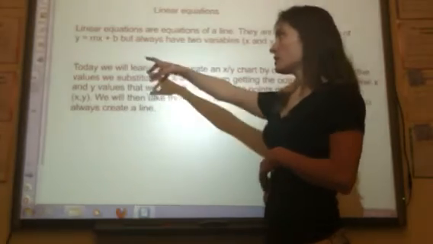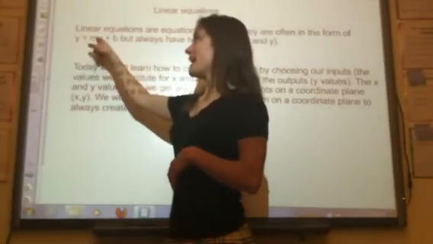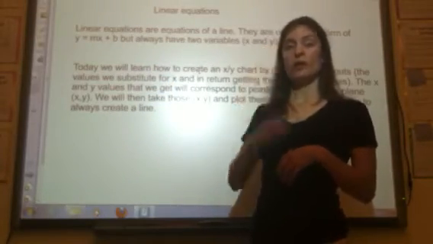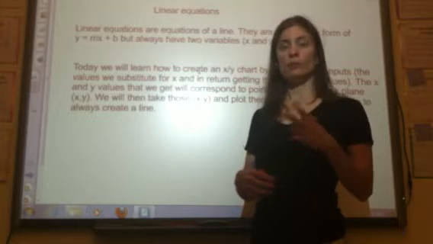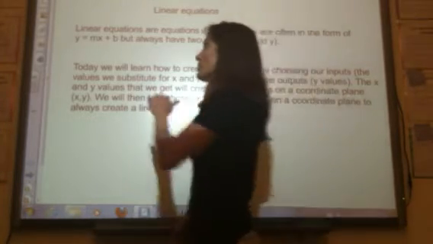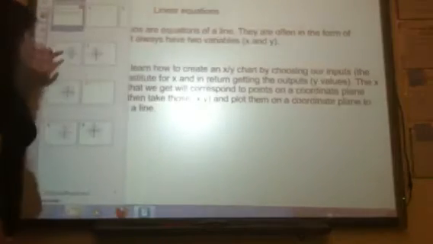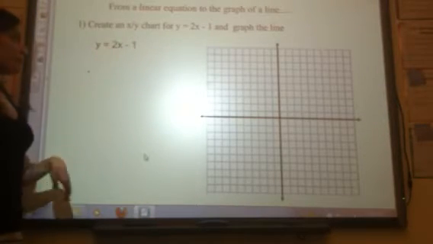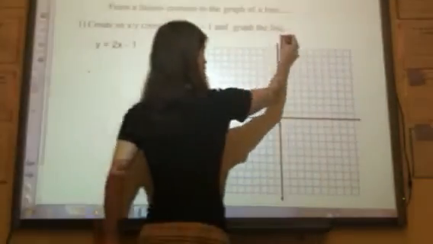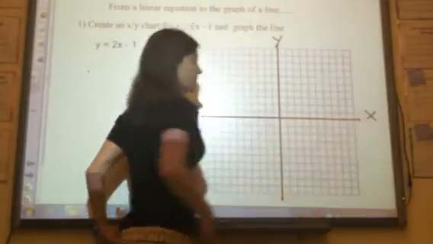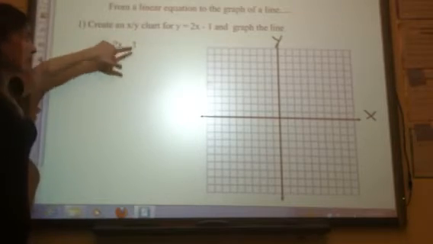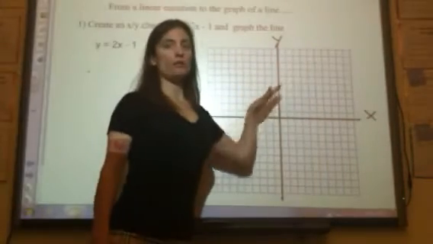Linear equations is the equation of a line. It's going to have a y and an x, which is a little different. We're used to only seeing equations with one variable, either x or y. So let's look at what the heck a linear equation is. So we have a y and an x value that will correspond to the y-axis and the x-axis on a coordinate plane. And our goal is to go from an equation to a visual picture of a line.